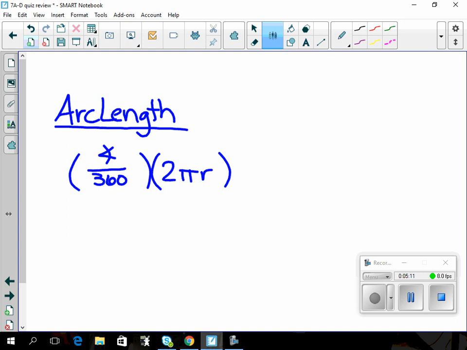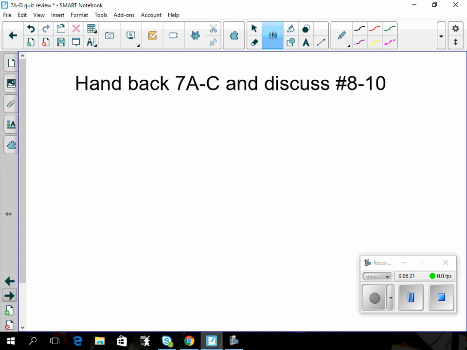We also have part of our quiz that deals with equations of circles. So I wanted to make sure that we went back and talked about that. So I am going to hand back to you your 7A and C. If you're watching this recording, go ahead and pause it at this time and hand back those 7A and C quizzes. Or not quizzes, but the worksheets that y'all turned in last class.